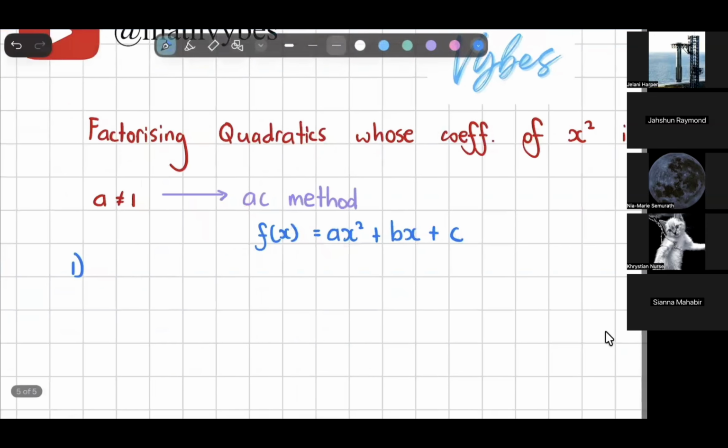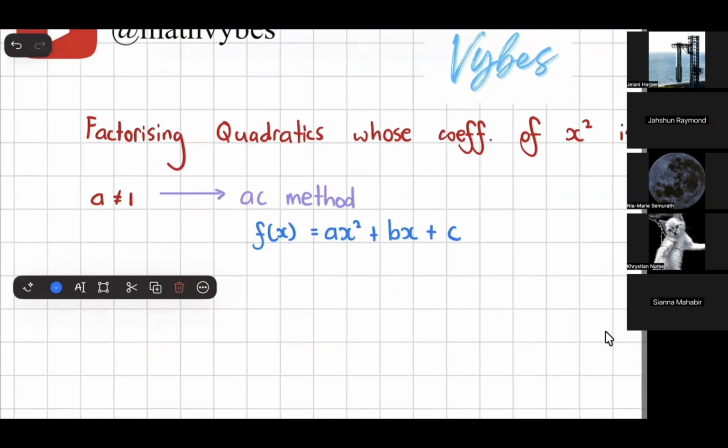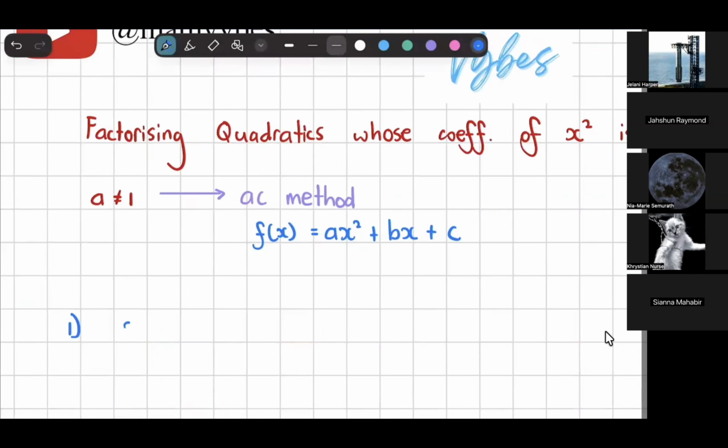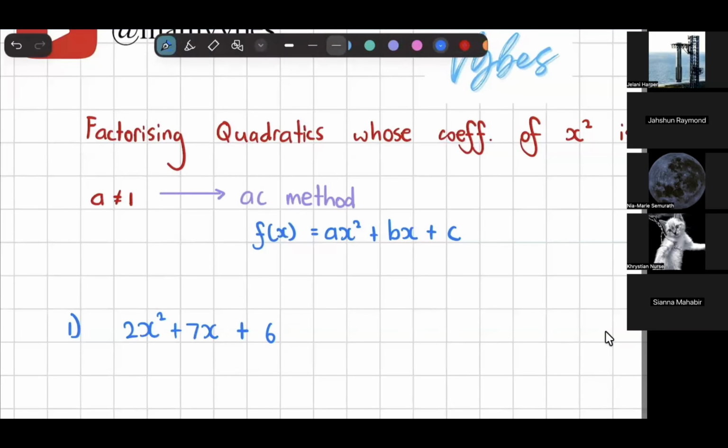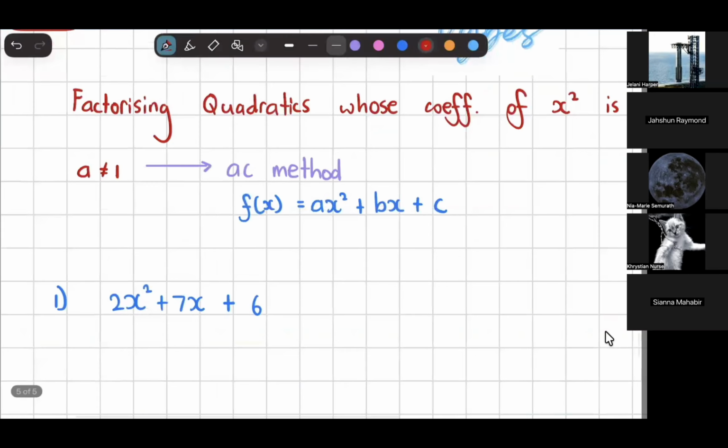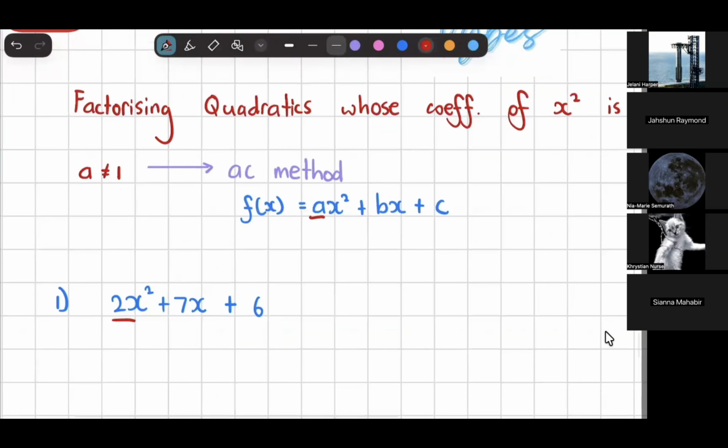Let's look at an example. Suppose we wanted to factorize 2x squared plus 7x plus 6. When we look at this, guys, tell me, what is the value for a? Can anybody tell me? 2. I hope everybody can see that, right? The number in front of x squared is 2, so that's the a value. Cool. So this isn't going to be as simple as the last one.